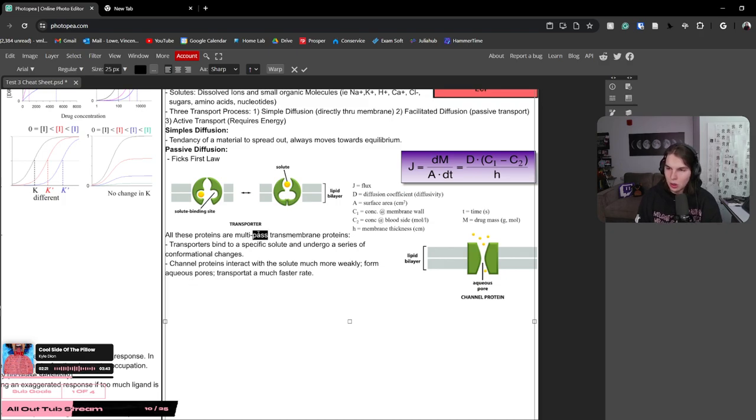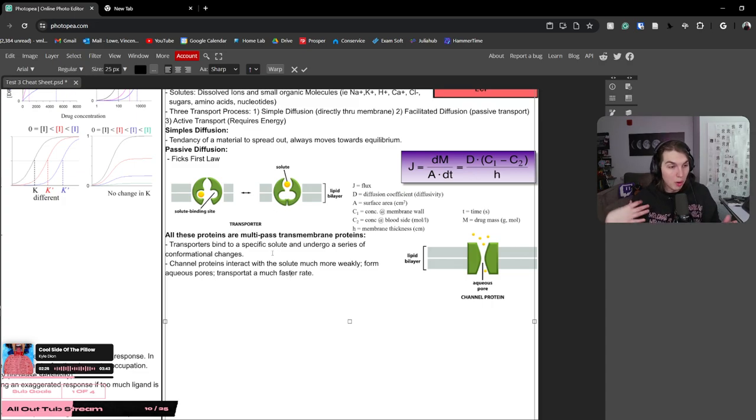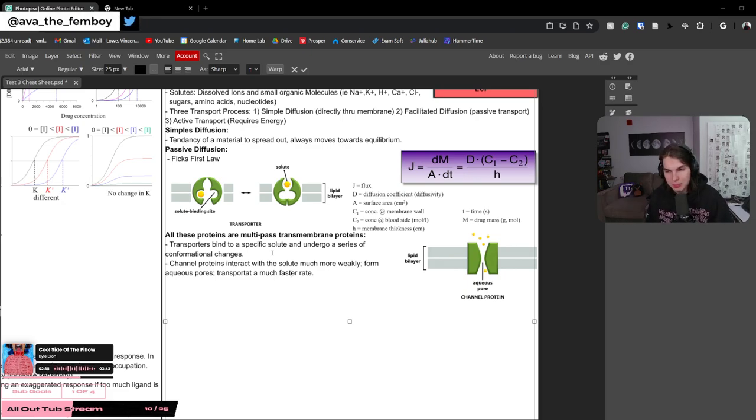All right, so let me just bold this. That's an important note. All of these proteins pass through multiple transmembrane proteins. So essentially, if you want a protein to get into the cell, it's going to go through multiple of these transport proteins, right? And what that means essentially is you can either go through a transporter protein, which binds to a specific solute. So this is selective transportation. And then it undergoes conformational changes and spits it out on the other side.